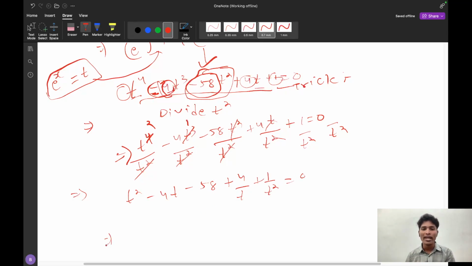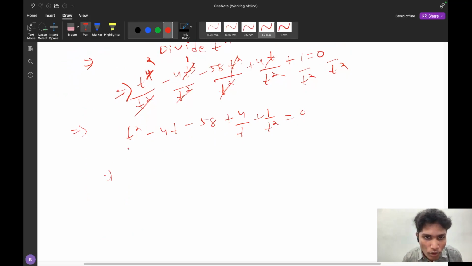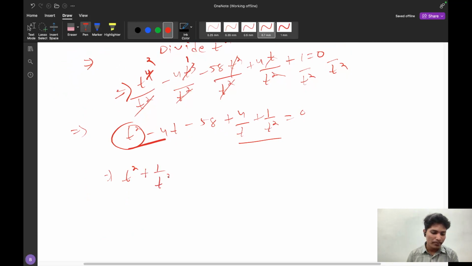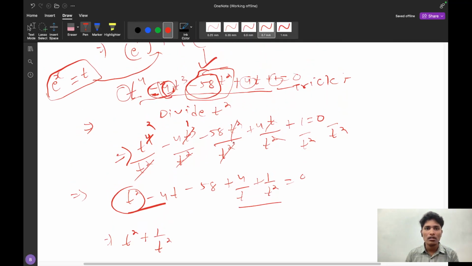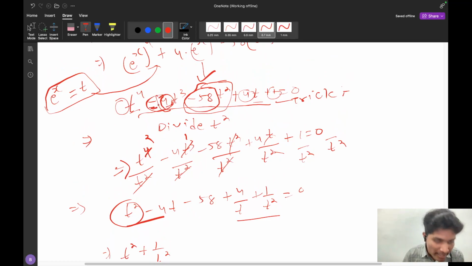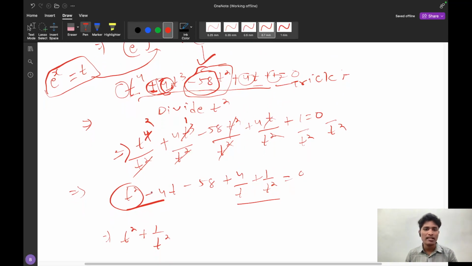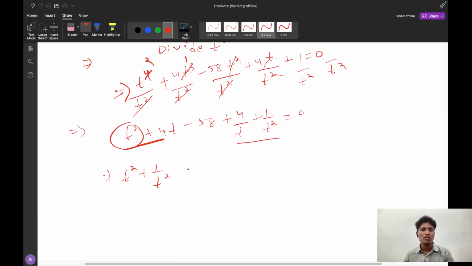Yes. Now what I can do? I can simply do one thing. If I take t square and 1 by t square as same, t square plus 1 by t square. One second, guys. Here it is plus 4 only. Yes, it is plus 4. Here it is plus, here it is plus. So plus 4t plus 4 by t.